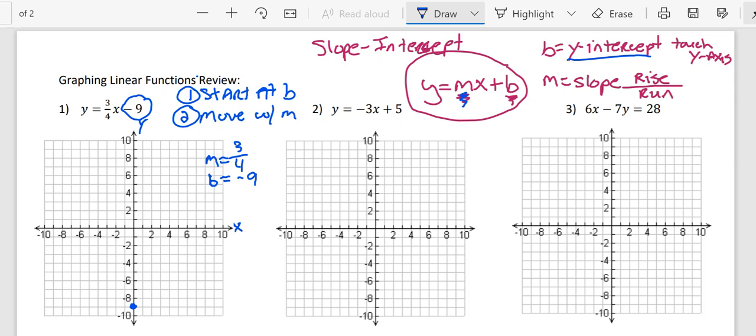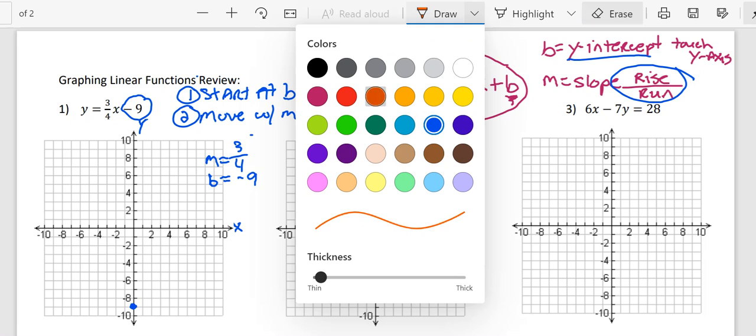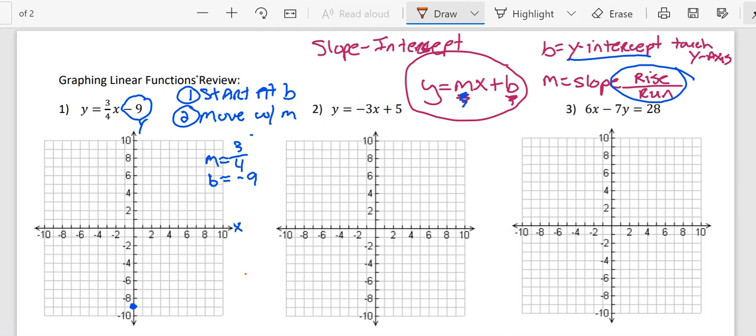Then the slope tells us how to move. It tells us like a map, every point is this far away from the previous point. With our slope being 3/4, it's rise over run. From the point you just plotted, b, don't go back to the origin, that's a mistake a lot of students make. From this point, you're going to go up 3, and then to the right because it's positive. Sometimes it'll be negative, and things will change a little bit. So it's rise 3, 1, 2, 3, run 4.